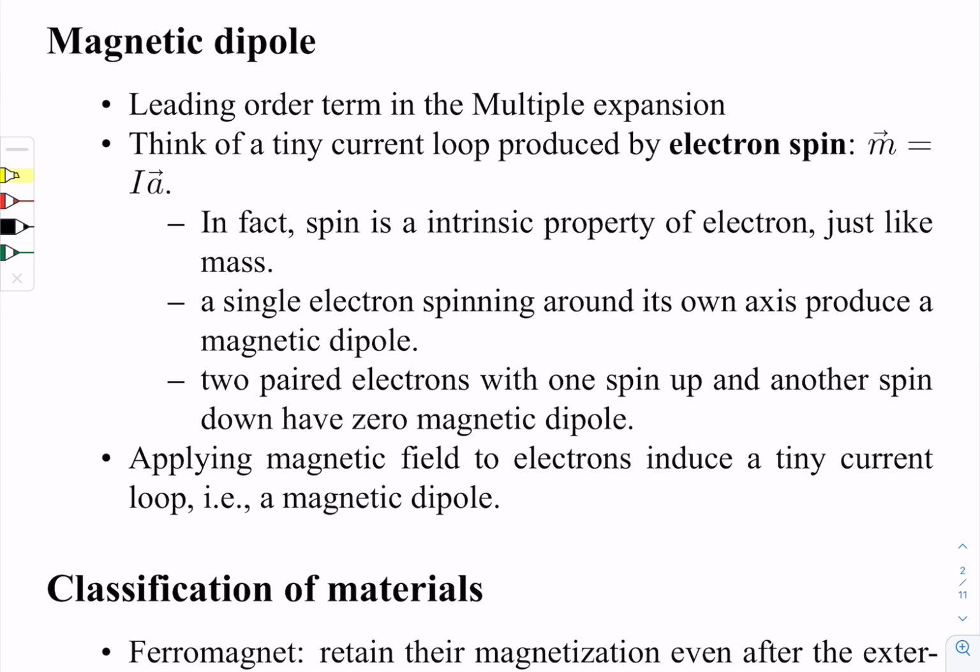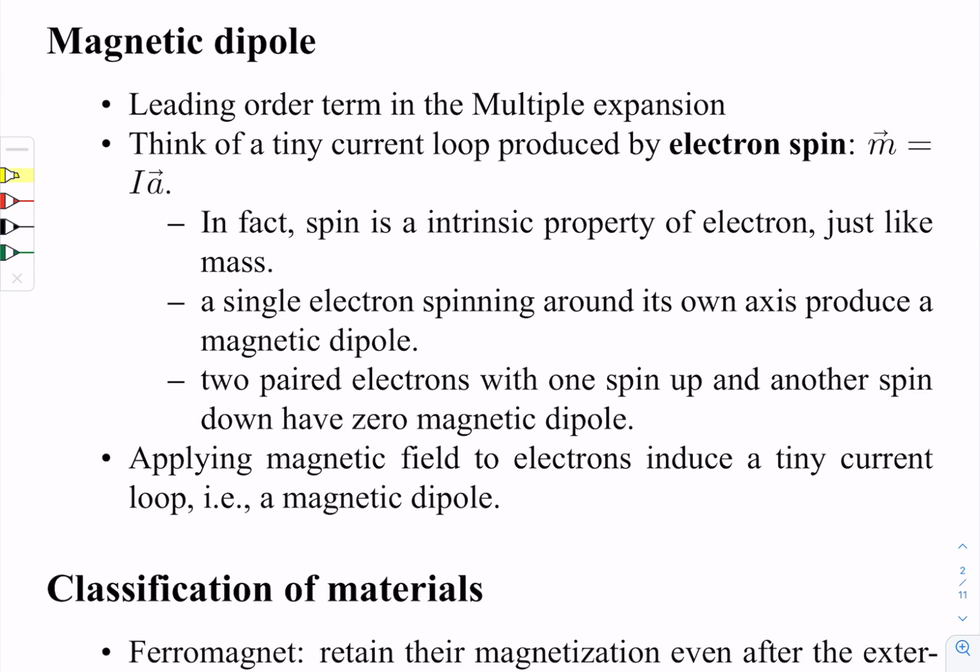So in the electrostatic case, the leading order term is the electric monopole, but in the magnetic case, the leading order term in the multipole expansion is the magnetic dipole. So here, each electron spin will possess a finite magnetic dipole moment m.